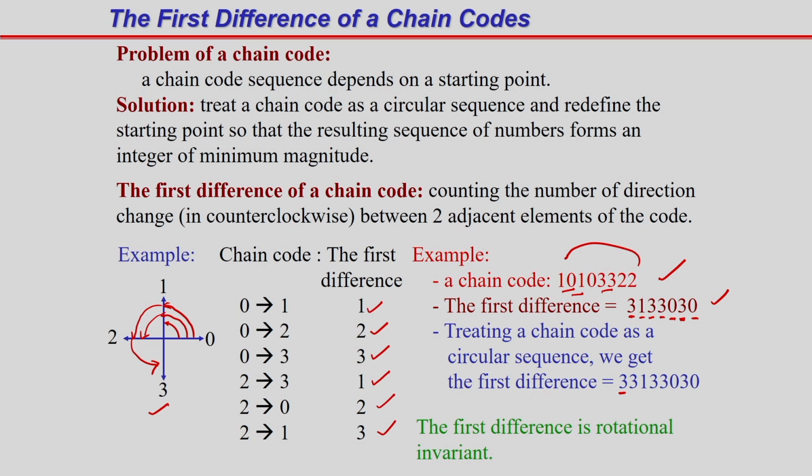So in this example I have shown how to determine the first difference from the chain code. After this, the chain code is treated as a circular sequence. Circular sequence means from 2 to 1, I again have to consider how many direction changes. So 2 to 1, how many direction changes? It is 3. That is the first difference of the chain code. The first difference is rotational invariant.